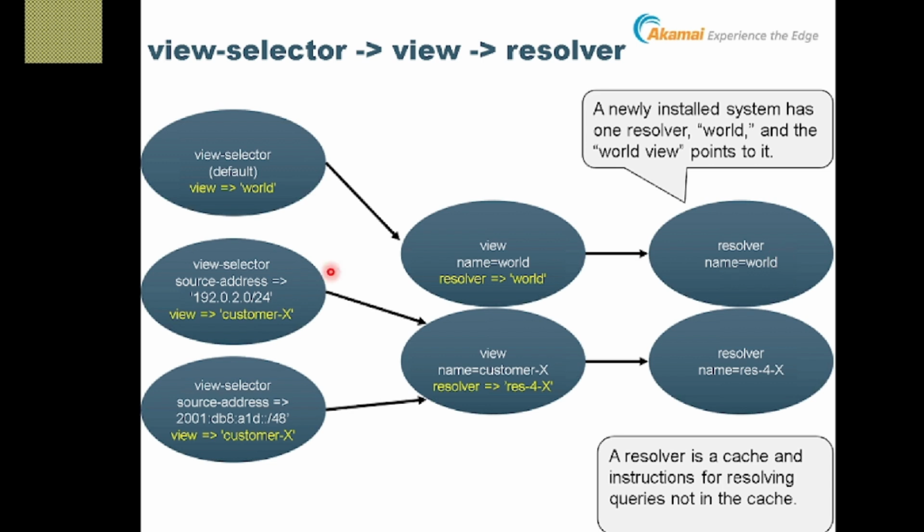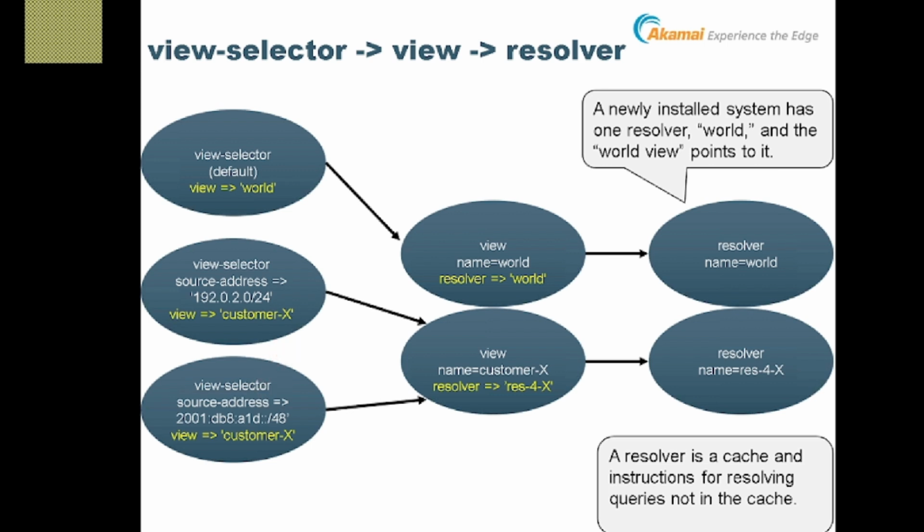If I had other view selectors that were more specific than the wide open promiscuous magic view selector that absorbs everything, I could create those view selectors here and then point them either to the world resolver, or world view, or some other view. Presumably I'm pointing them to some other view. That's the whole reason that I have the view selector.